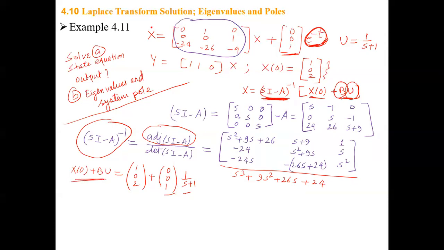Now what do you get here? So help me here, guys. 1 plus 0 times this, 1 plus 0 is 1. 0 plus 0 times this, you got 0. 2 plus 1 times this: 2 plus 1 over s plus 1. That's your this guy, so you have to multiply.